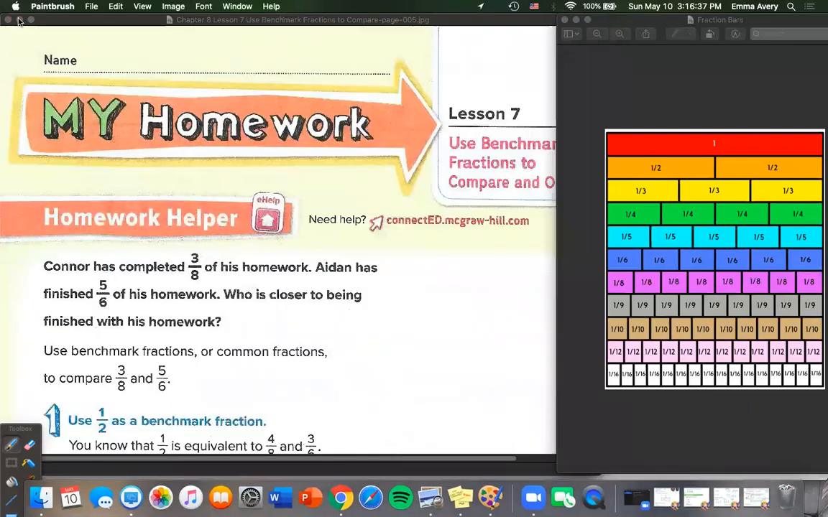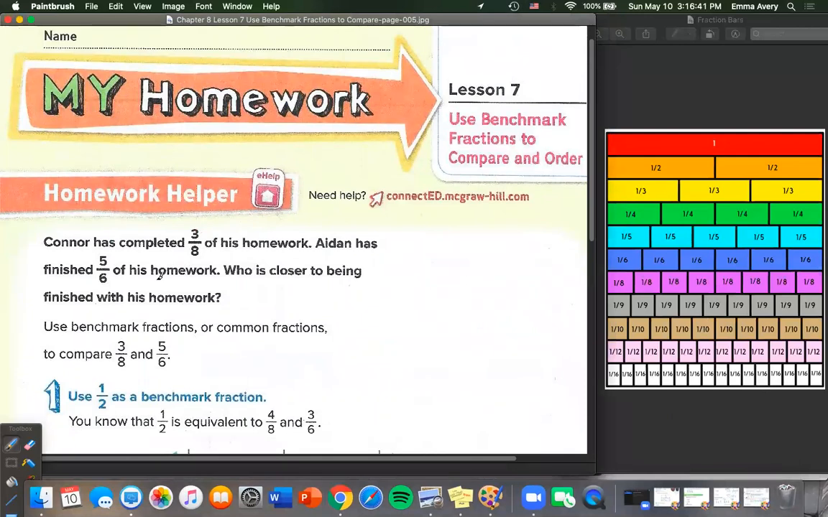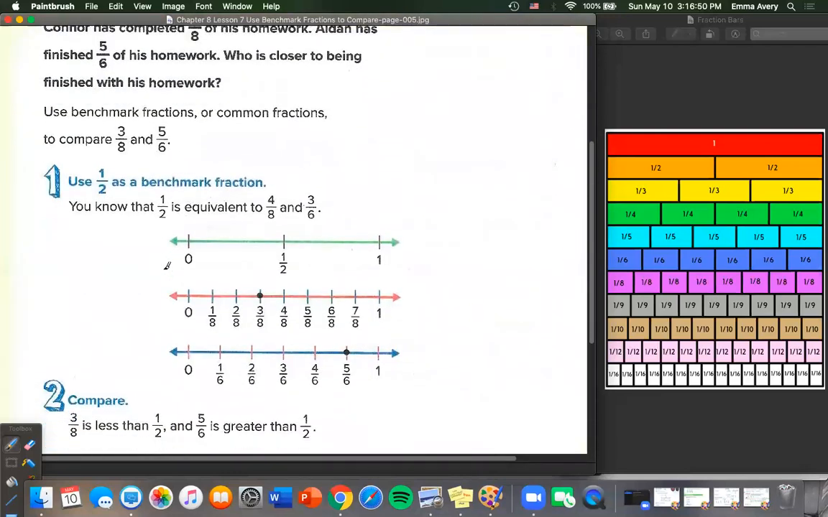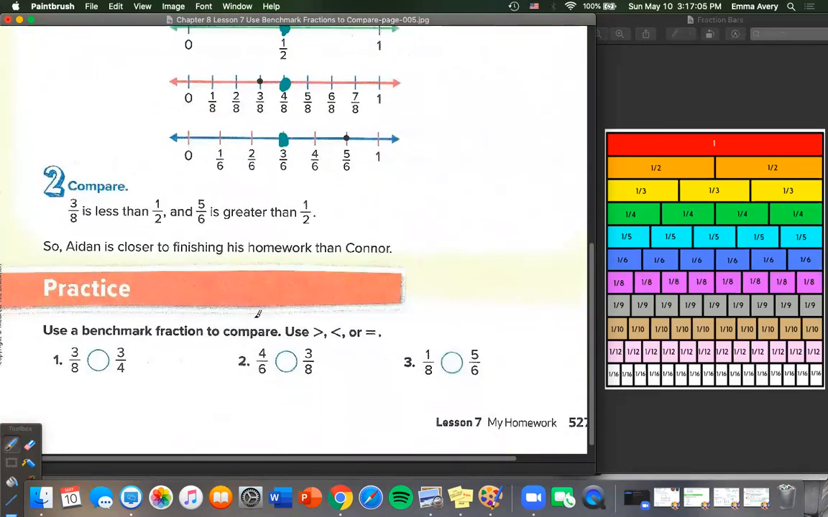Okay, on to the homework. Connor has completed 3/8 of his homework. Aiden has finished 5/6 of his homework. Who is closer to being finished? So they use a benchmark fraction here. They see 1/2 is equal to 4/8 is equal to 3/6. And then they see that 3/8 is smaller and 5/6 is greater. So Aiden is closer to finishing his homework than Connor.